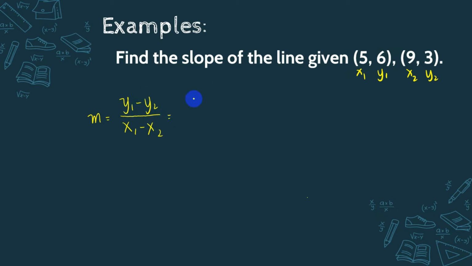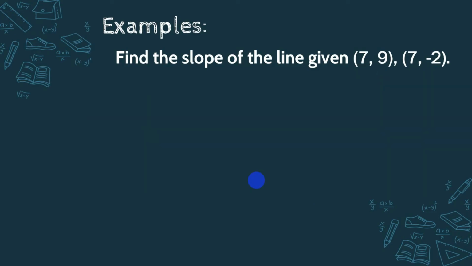So, for our y sub 1, we have positive 6. And for our y sub 2, we have positive 3 all over x sub 1 is positive 5 minus our x sub 2, which is positive 9. Now, we have to subtract this. 6 minus 3 is positive 3. And for our denominator, 5 minus 9 is negative 4. Okay? So, the final answer for our example number 1, the slope is negative 3 over 4.